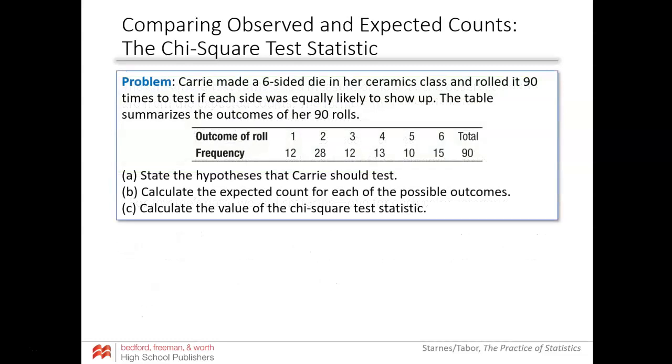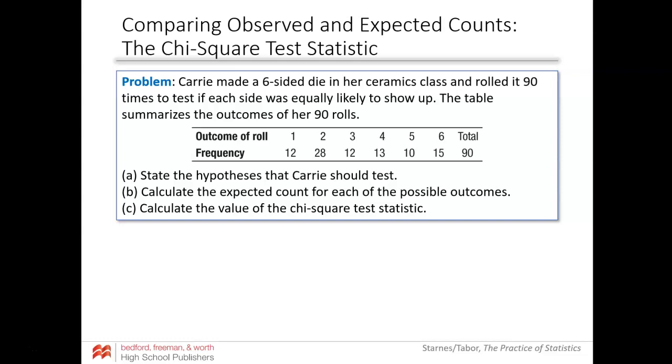Alrighty, different question now. Carrie has a six-sided die, and it's rolled 90 times to test if all the sides are going to be equally likely to show up. Make sure it didn't get weighted in some way. So this is her observed data in this chart, and we know that if this is a normal die, each side should have a 1 in 6 chance of showing up.